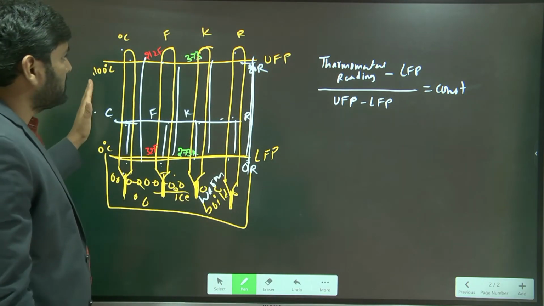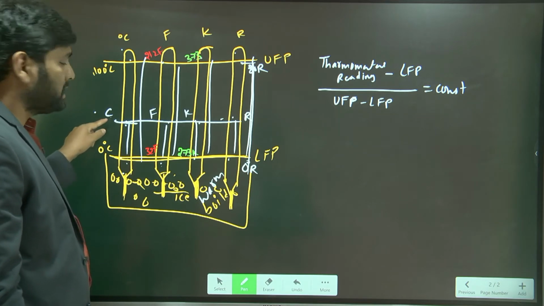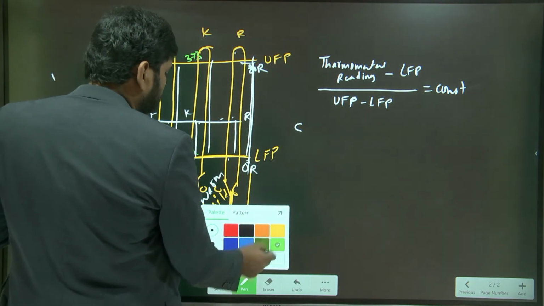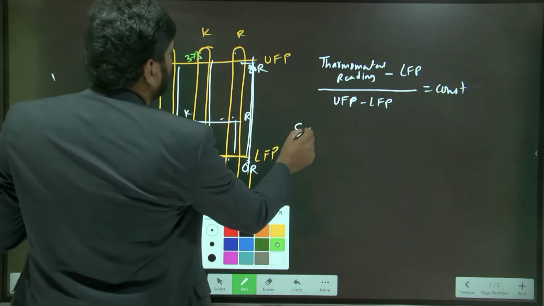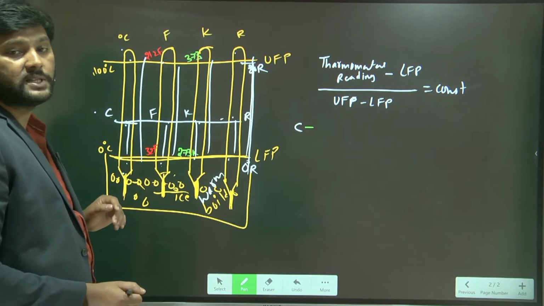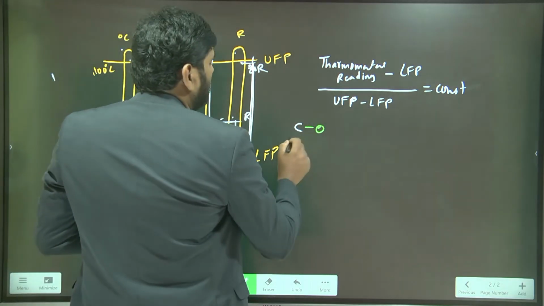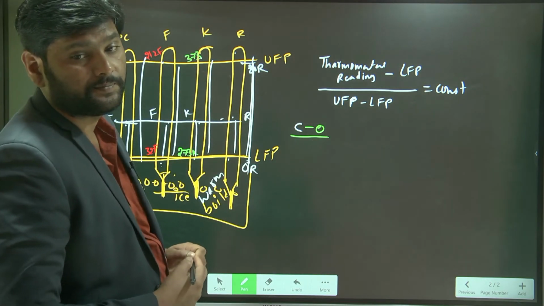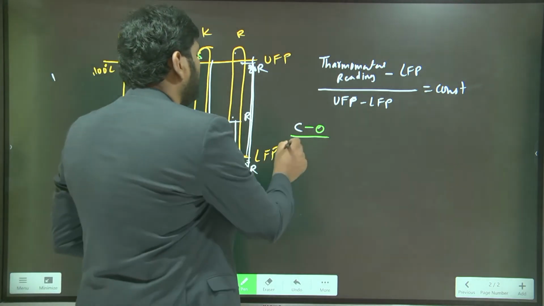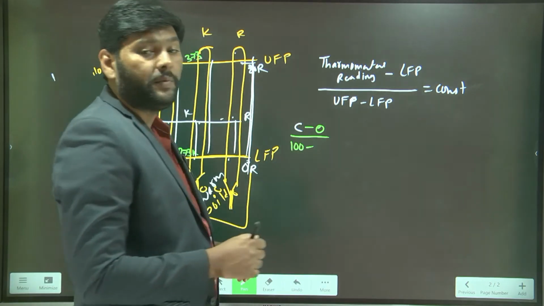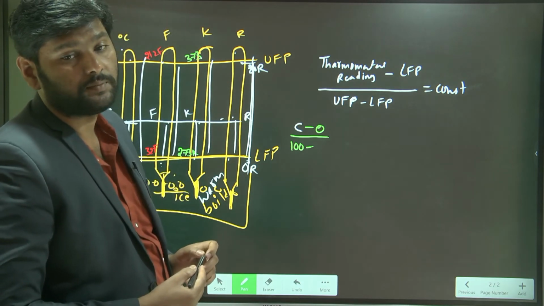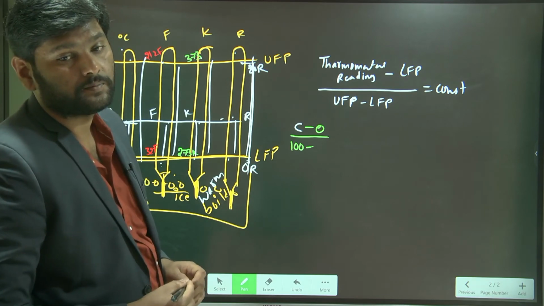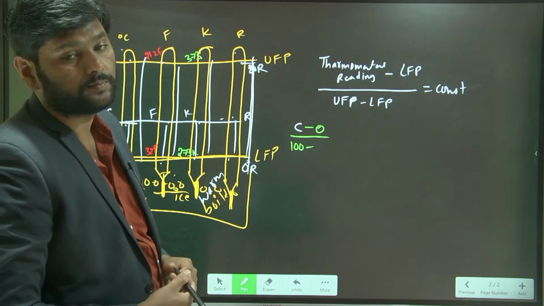So for the Celsius thermometer, what is the temperature reading? The temperature reading is C. What is the LFP value for the Celsius scale? 0. The UFP value of the Celsius scale is 100. So the denominator is 100.